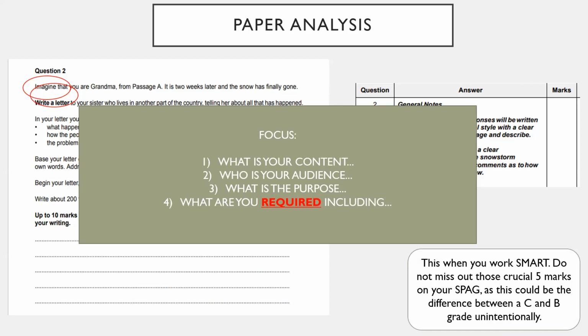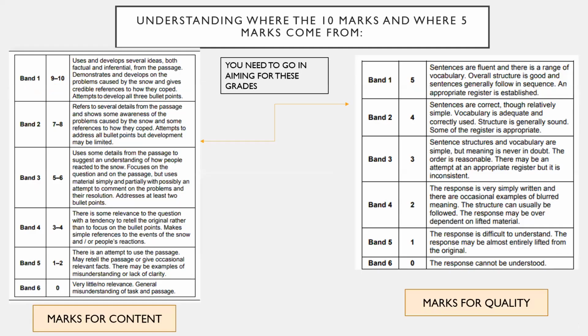So you need to understand where your 10 marks are coming from and where your 5 marks are coming from. On the left, we have the marks for the content, and on the right, we have the marks for the quality. For the marks for the content, you really want to be aiming for band 3 and above. So you need to go in aiming for these high grades and hope you will get them.